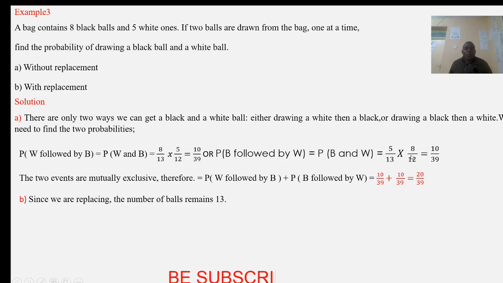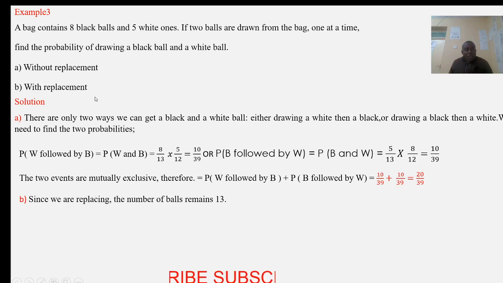And then on the other side, you remove a white first. If we remove a white, it is 5 over 13. Now the black remains 8 over 12. So that's how it works without replacement.